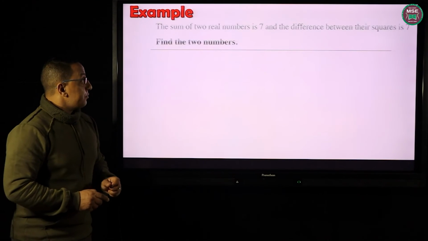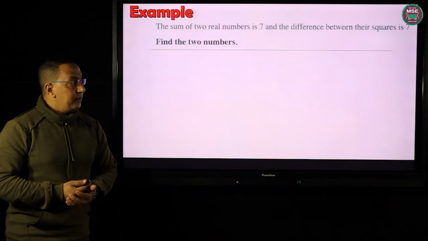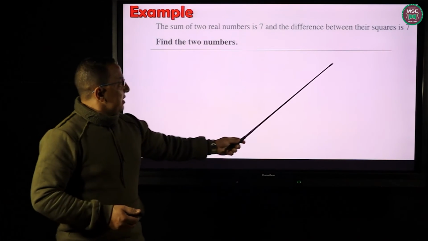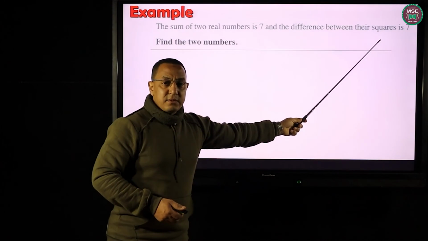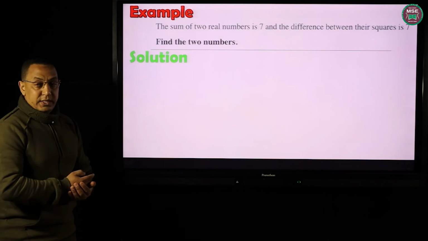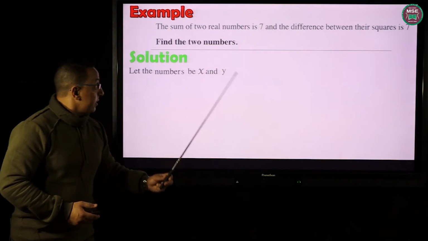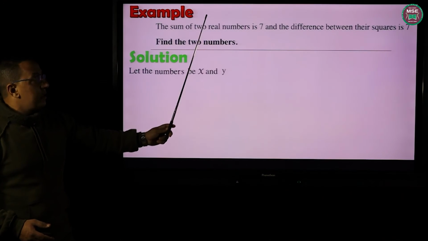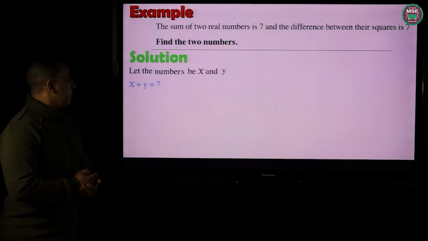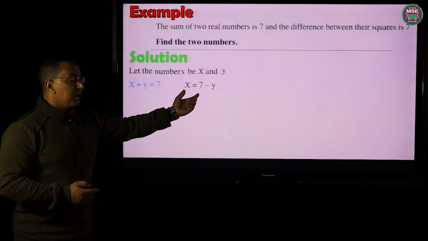Another example. Here I have a word problem. The sum of two real numbers is 7 and the difference between their squares is 7 also. Squares means power of 2 of the numbers. First, let the two numbers be x and y. The sum of the two real numbers is 7, so x plus y equals 7. This is equation number 1. I'm going to send y to the right side, so x equals 7 minus y.